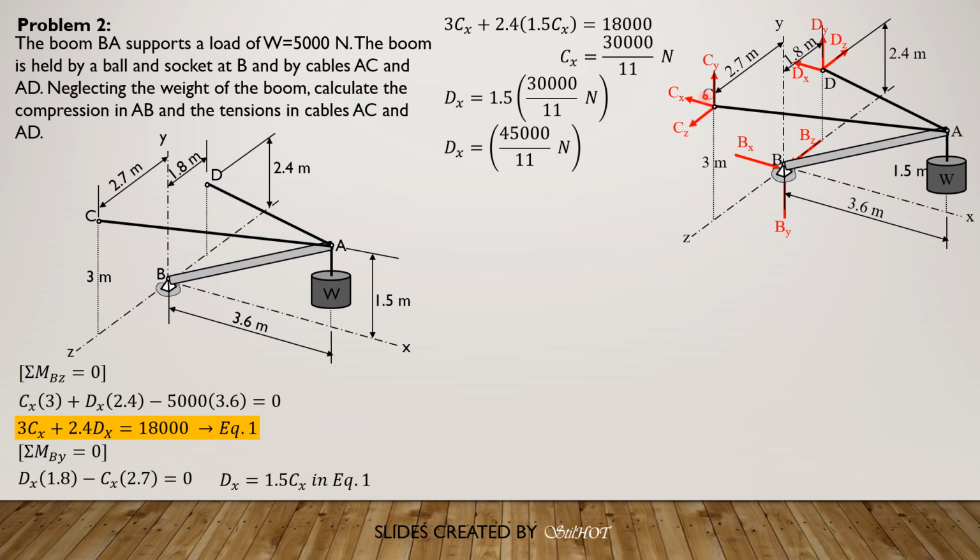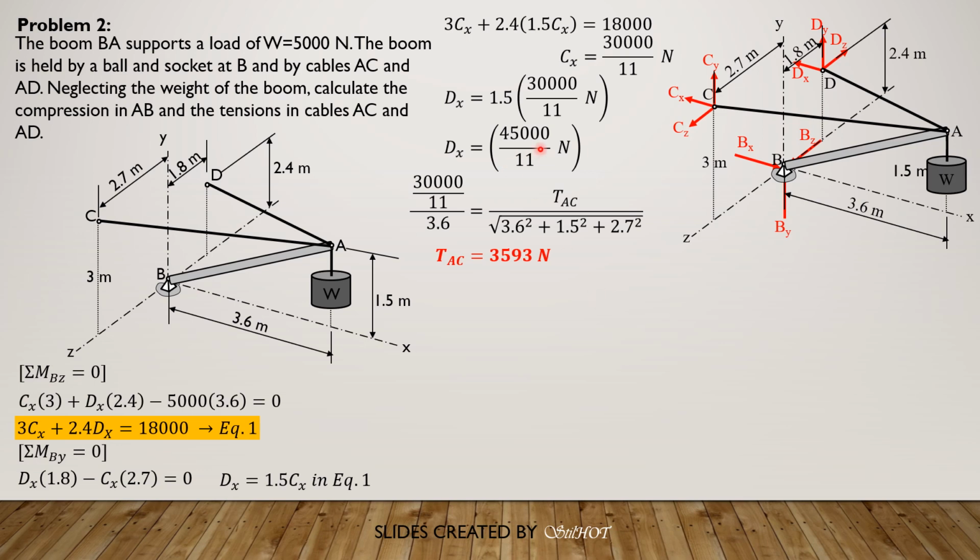So the length of AC is the square root of 3.6 squared, then plus 0.6 squared, 1.5 squared because 3 minus 1.5 is 1.5, then along Z is 2.7. So again, 30,000 over 11 as to 3.6 equals tension AC as to distance AC, which is 3.6 squared plus 1.5 squared plus 2.7 squared. Solving for tension in AC, it is equal to 3,593 newtons.